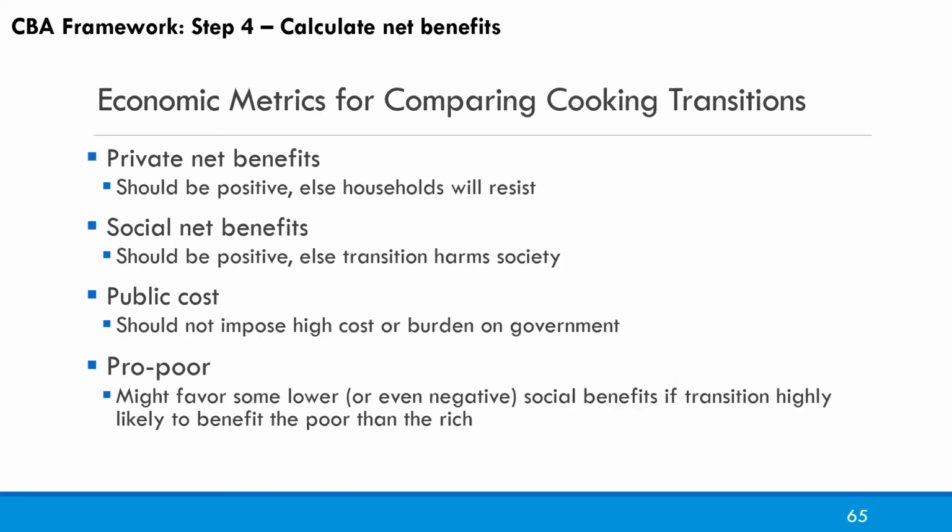Next slide. We use 4 economic metrics for comparing cooking transitions. First, private net benefits should be positive to foster adoption of the cooking solutions. Second, social net benefits should be positive and high to generate social value. Third, the transitions should impose a modest cost burden on the government. And finally, the transitions should generate pro-poor outcomes. In addition to these 4 metrics, we also consider logistical aspects of the cooking transitions.